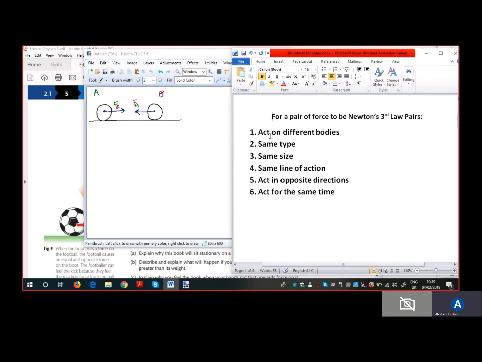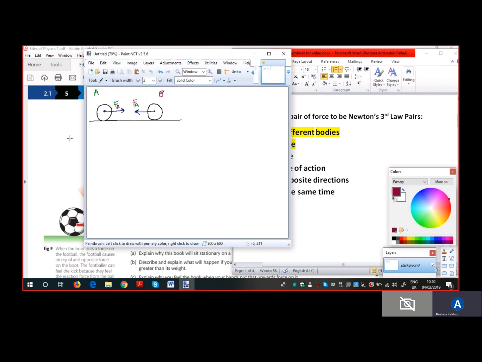Okay, so these are the 6 criteria that you should know in order to identify whether a pair of forces are a Newton's third law pair. Now, there can be other forces very similar to this, which have the same size, same line of action, which act in opposite directions, but they may not act on different bodies, and they may not be the same type. The reason I wrote this first is because of that. So: different bodies, same type. You can use this to identify whether it is a Newton's third law pair.